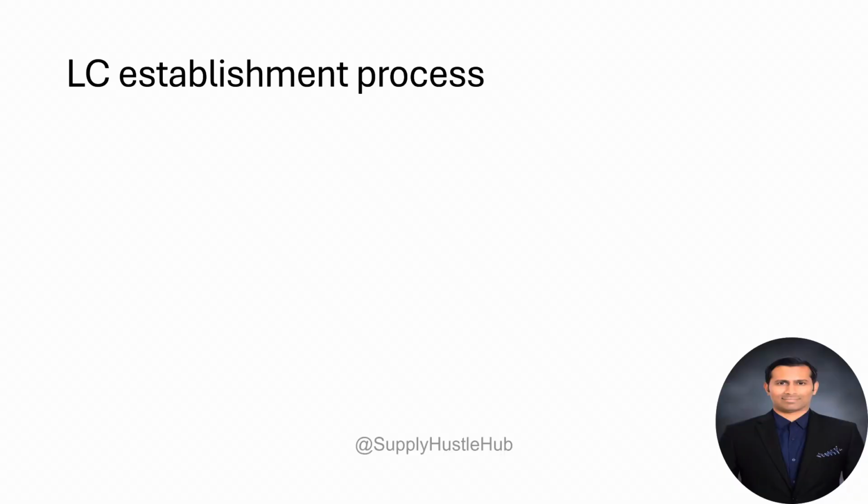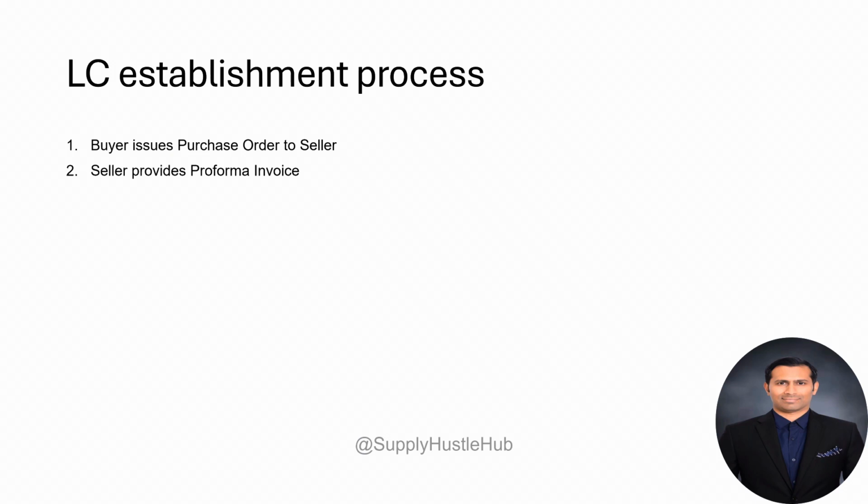Let's walk through the LC establishment process. It starts off after the procurement cycle has been completed and the buyer has issued a purchase order to the seller. The seller provides a pro forma invoice, which is a preliminary invoice and contains details of goods that have been ordered, along with price, delivery time, and payment terms.